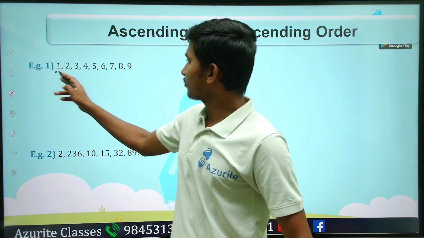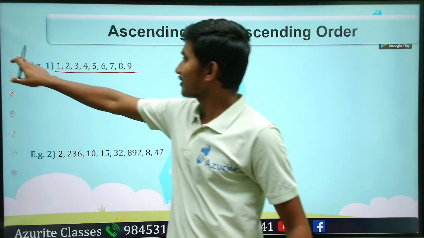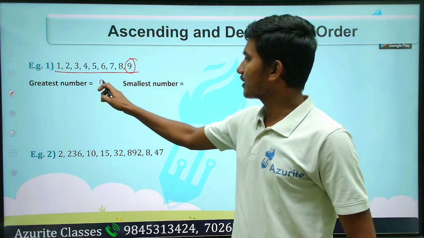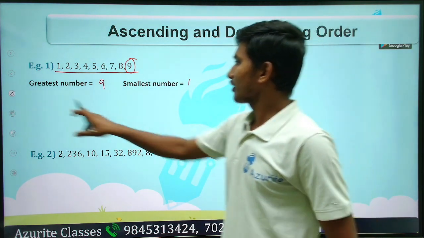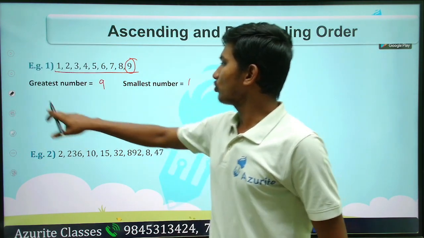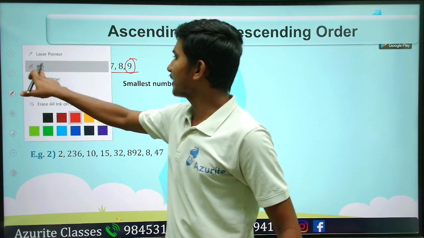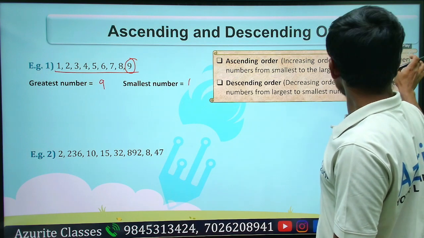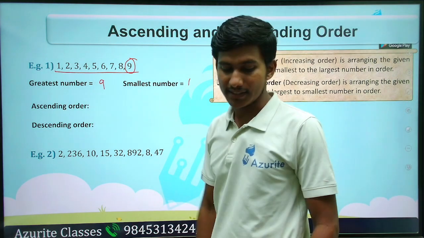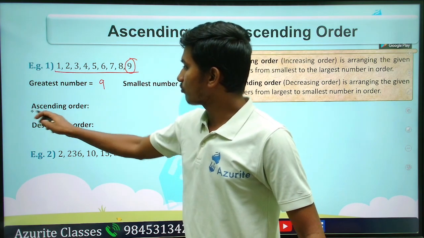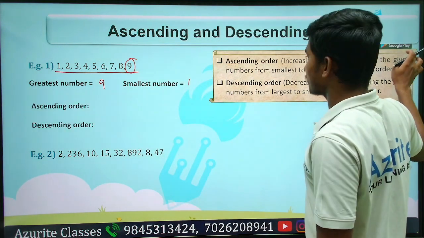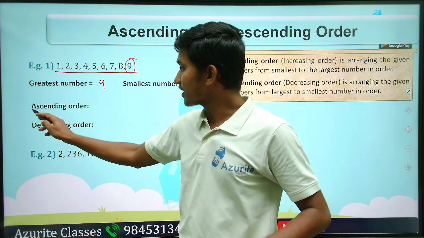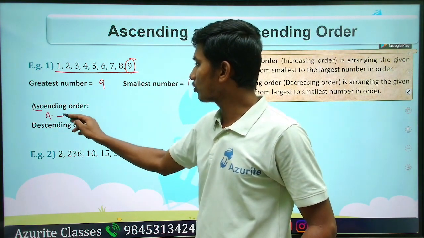So here 1 2 3 4 5 6 7 8 9 is there. In which form is this, tell me? The greatest number is which? 9 is the greatest, smallest is 1. If you want to write in ascending and descending order, what do we have to do? Smallest number for ascending: 1, 2, 3, 4, 5. Descending: 9, 8, 7, 6, 5, 4, 3, 2, 1. In the ascending order, what do we have to do? We have to write small to big. Yes, ascending order A to Z, that is small to big.